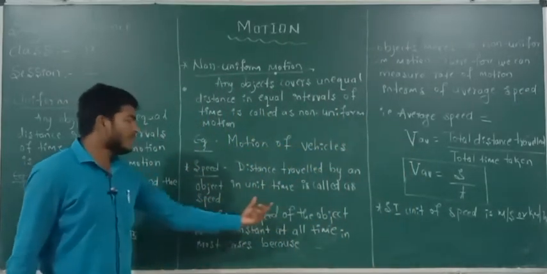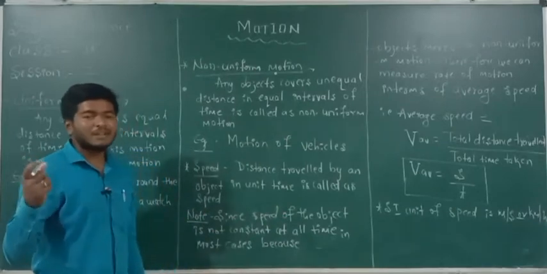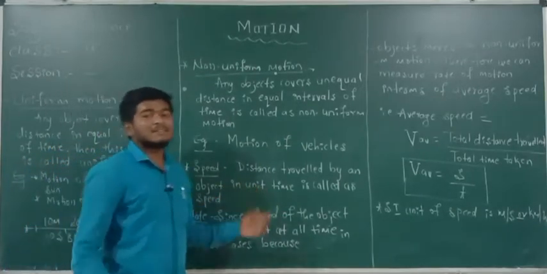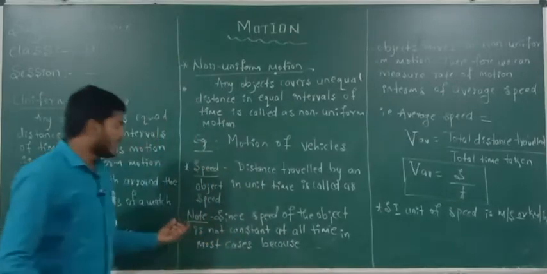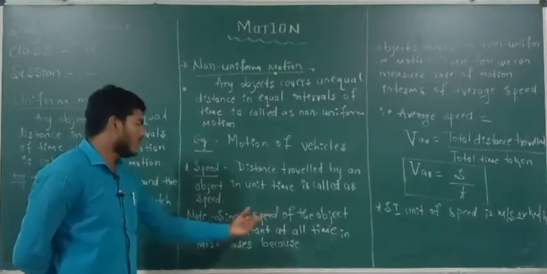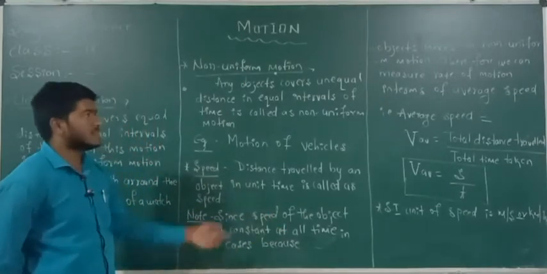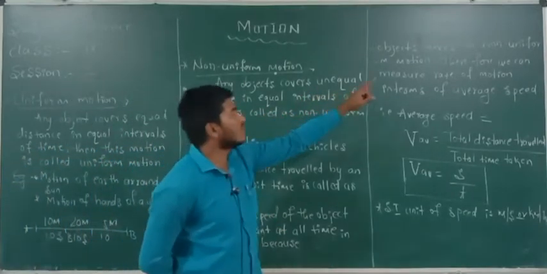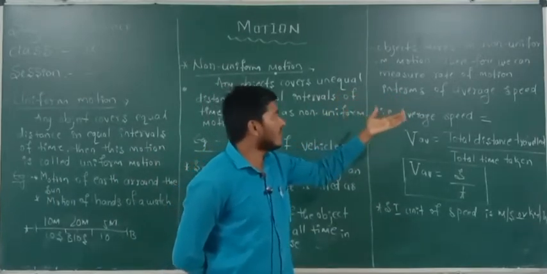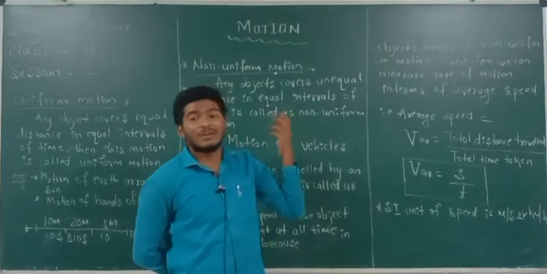Since the speed of the object is not a constant, we are going to take the speed as an average speed. Note down this note. Since the speed of the object is not constant at all times in most cases, because objects move in non-uniform motion, we can measure the rate of the motion in terms of average speed.